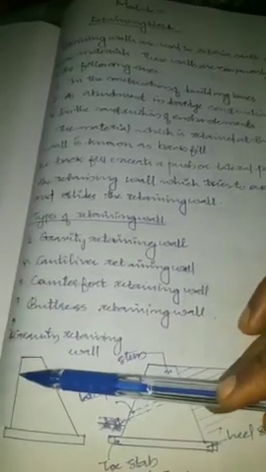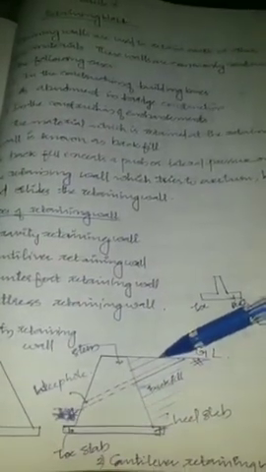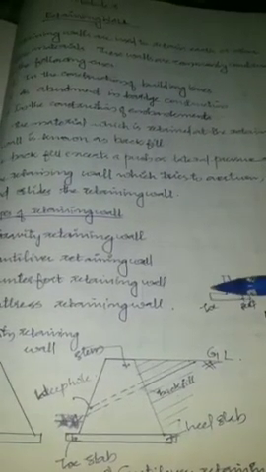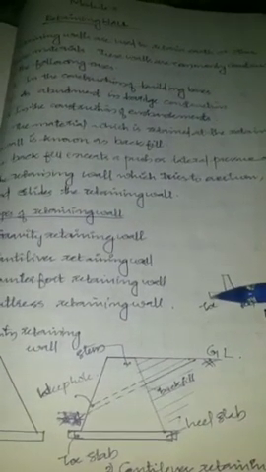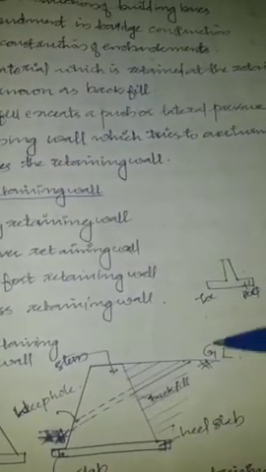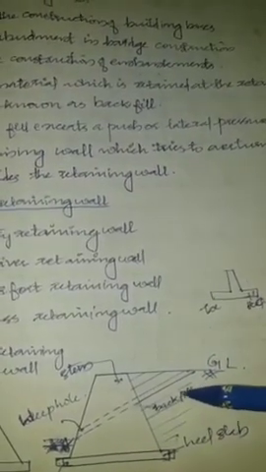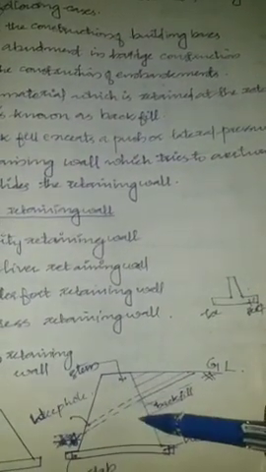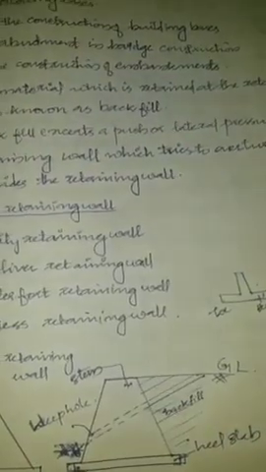This is a gravity retaining wall and this is a cantilever retaining wall. It is of inverted T shape. This is the toe end of the retaining wall and this is the heel end of the retaining wall. This is the most common type. And here the backfill will be. This backfill will exert a pressure. This is the stem of the retaining wall and this is the weep hole.